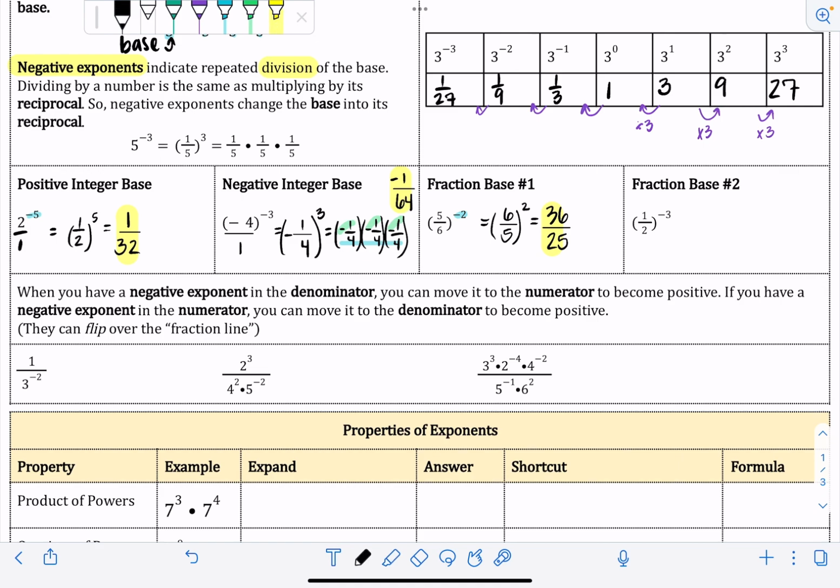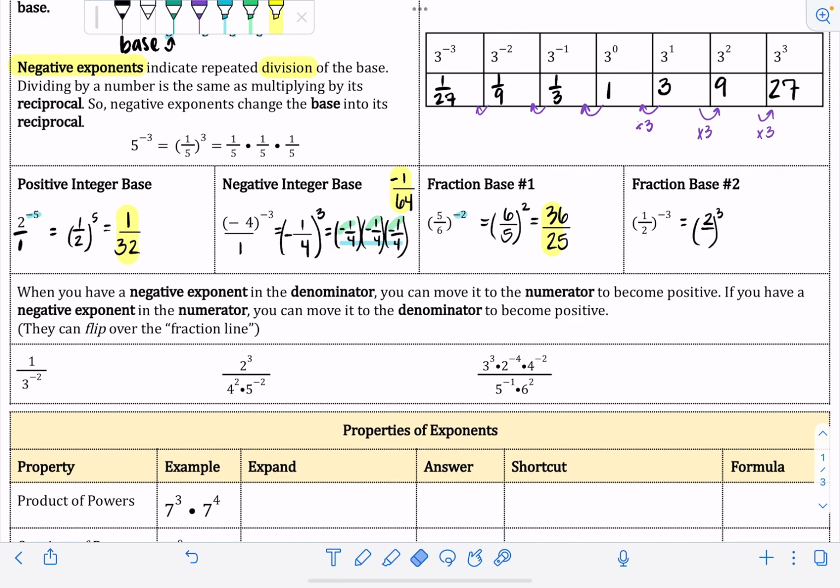And then for the last one on this line, 1/2 to the -3rd power, I have a negative exponent, but we know how to get rid of those. We just have to flip our base. So instead of 1/2, I'm going to flip that to 2 over 1. And that's going to turn my -3 exponent to a +3. But if I have any number over 1, I don't need to write it. 2 over 1 is the same thing as just 2.